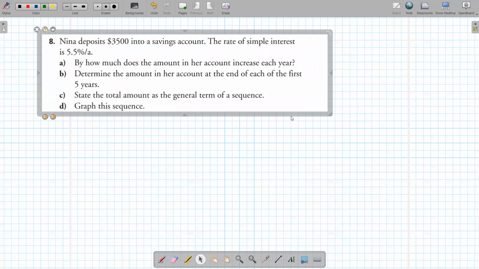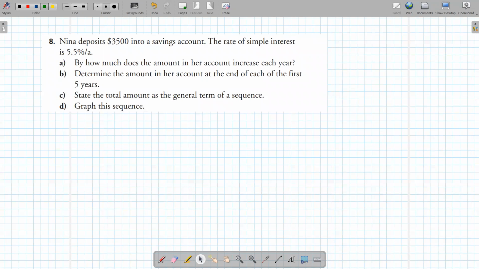Let's look at the same idea. Nothing fancy. It's just going to be a linear equation with the 4 variables. Nina deposits this much in a savings account. The rate of simple interest is 5.5% per annum. By how much does the amount in her account increase each year? So what are they asking us in part A?